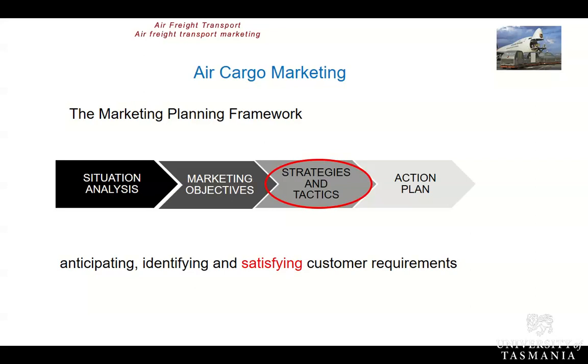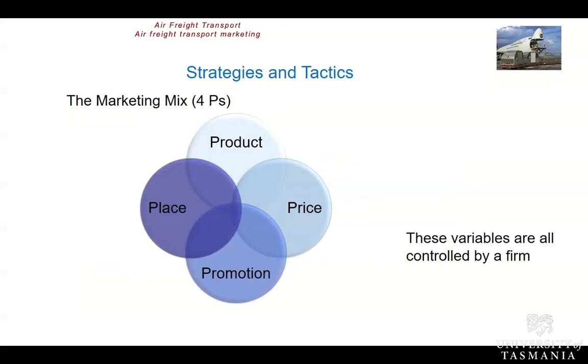So the third key area of this marketing planning framework, if you like, deals with strategies. And strategies are simply how you're going to do something. Now, at your disposal as a business, you've got a number of things that you can control. Typically, those things that you can control are what is called the marketing mix.